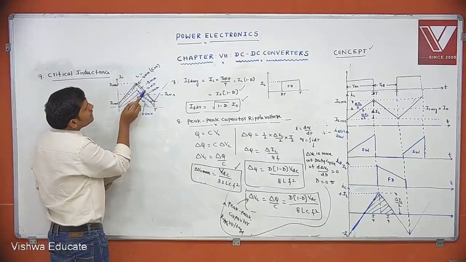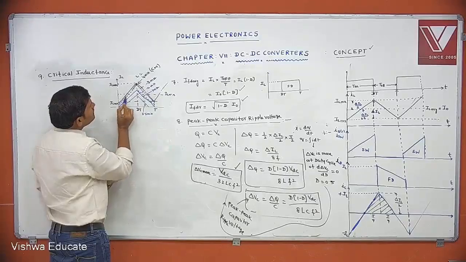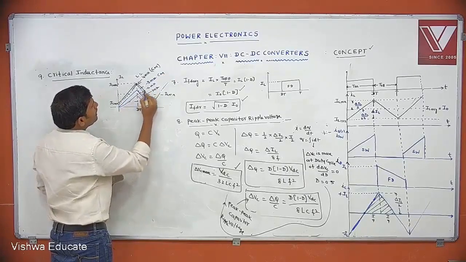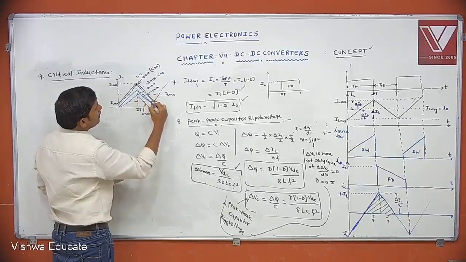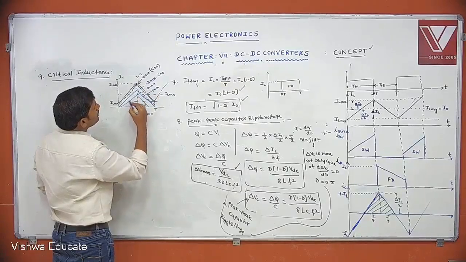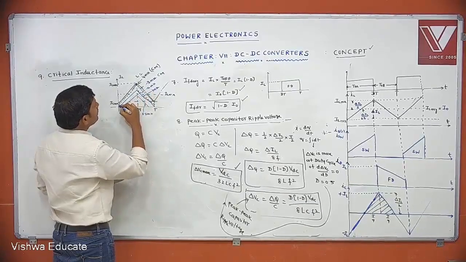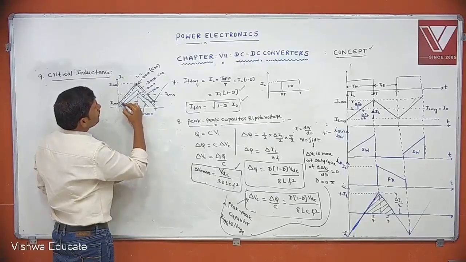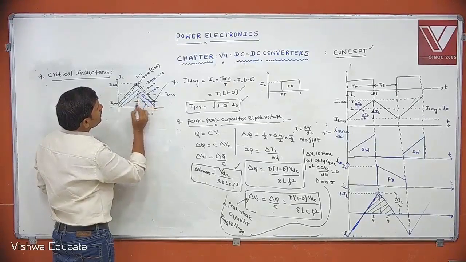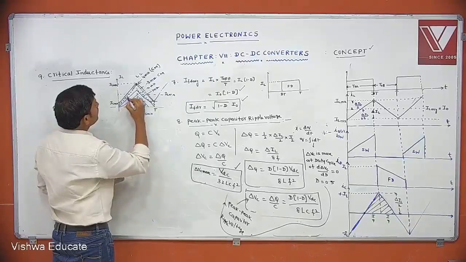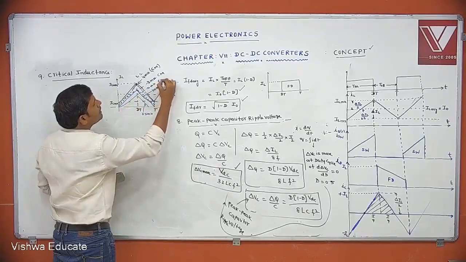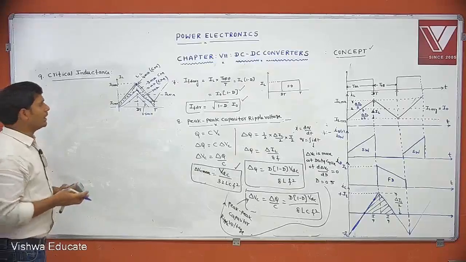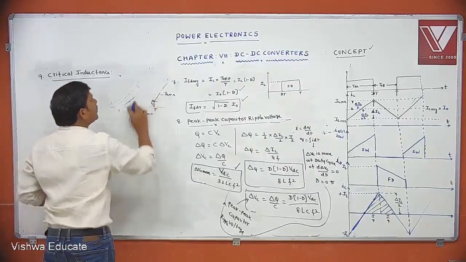See the difference here. For 3 millihenry, the current is still in continuous mode. For 2 millihenry also, the current is still in continuous mode. Understood or not? Do you want a clearer waveform?